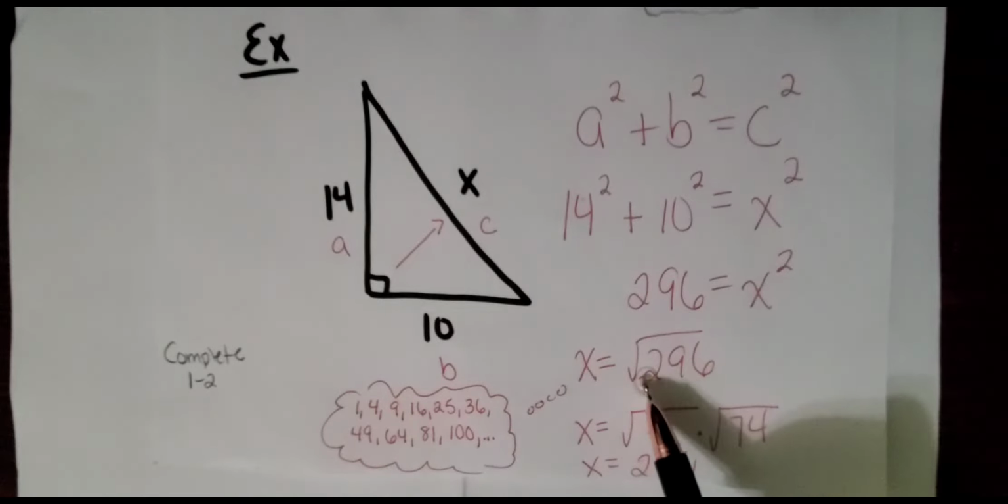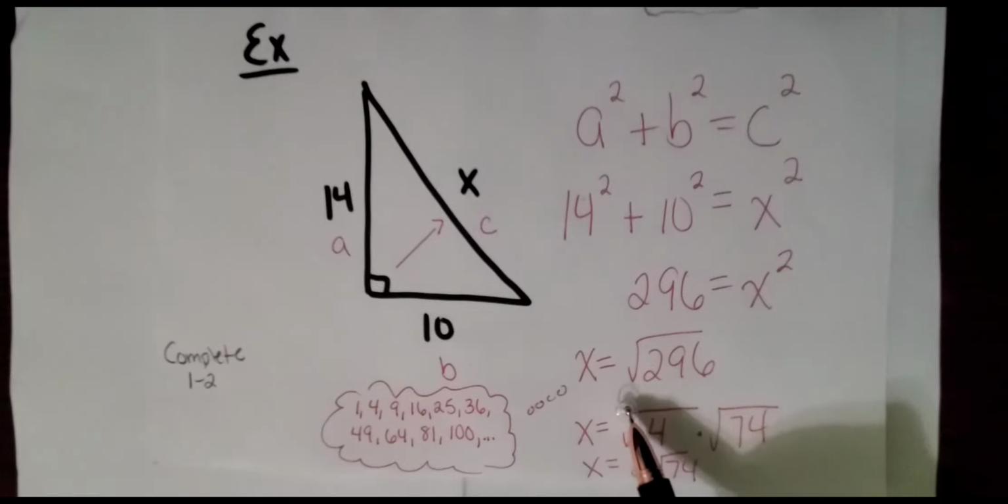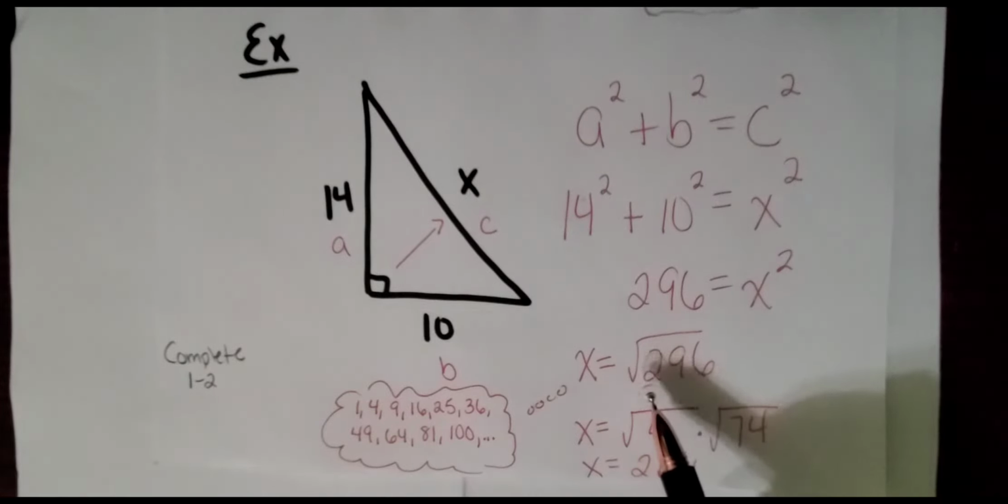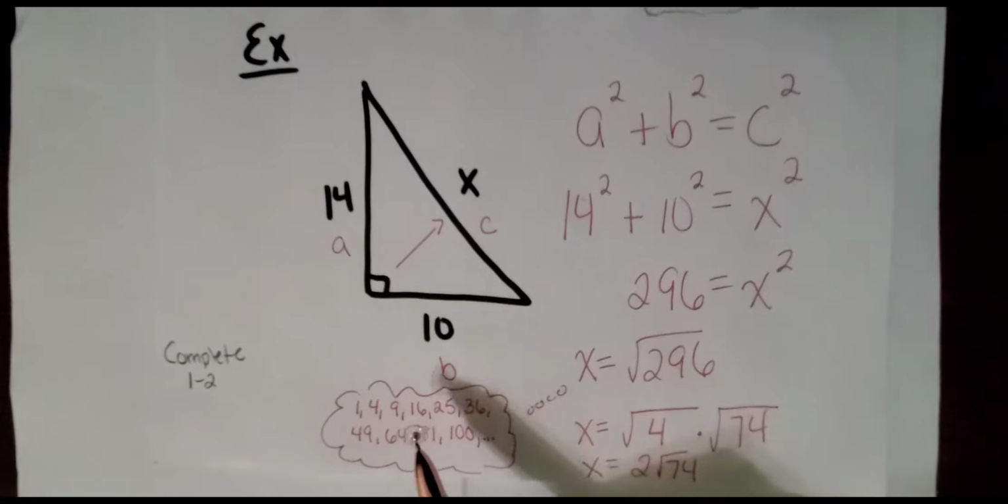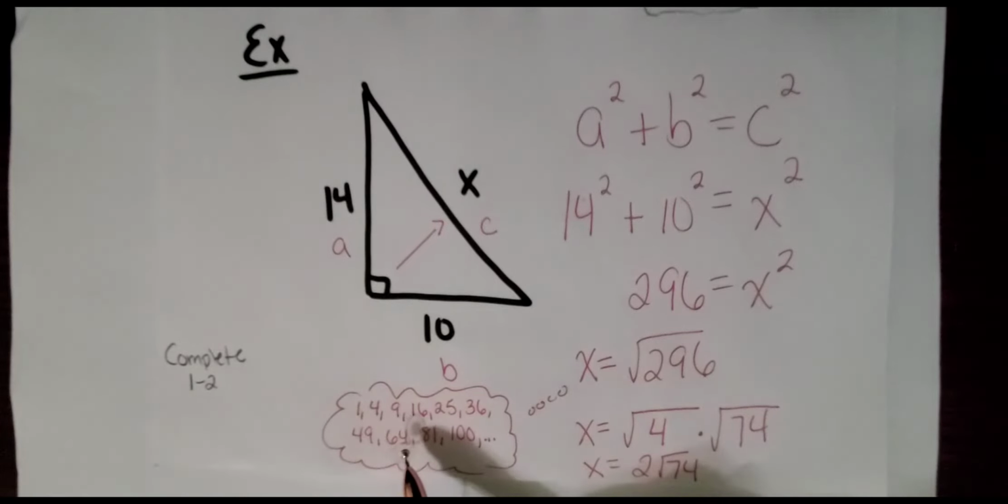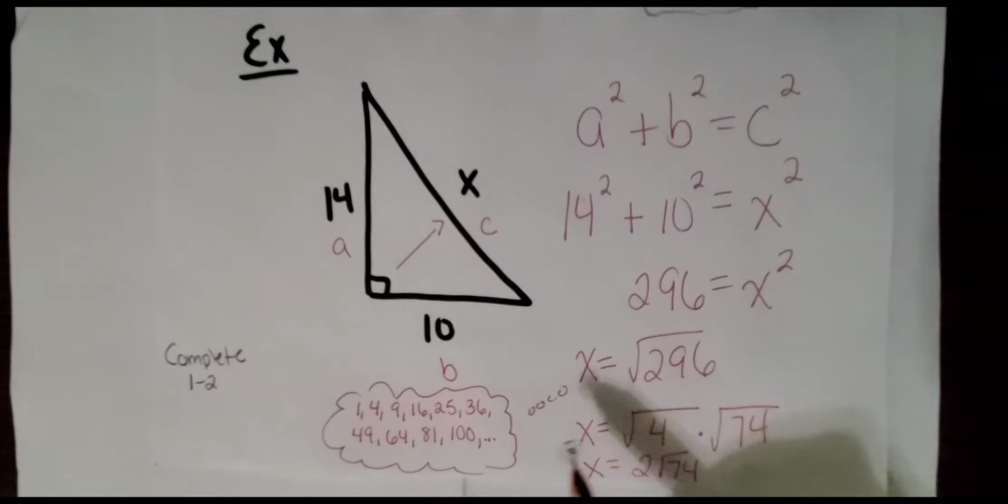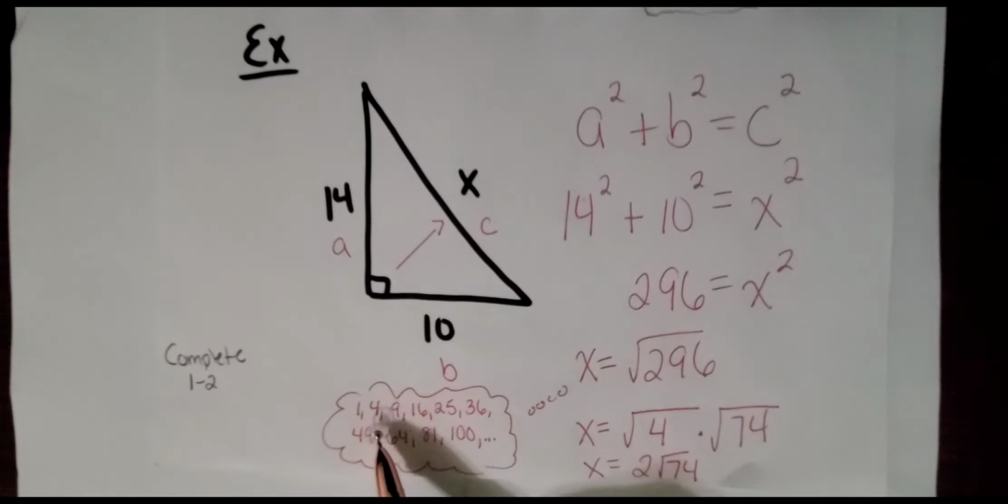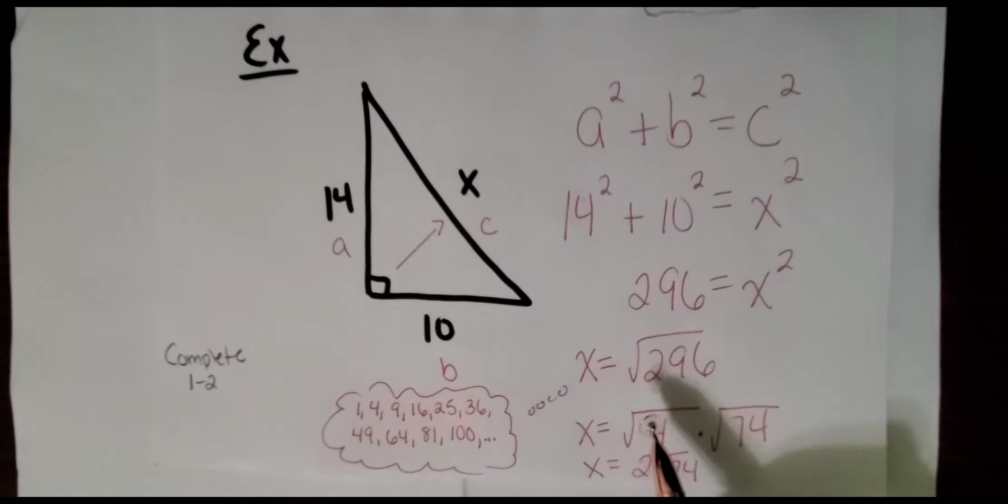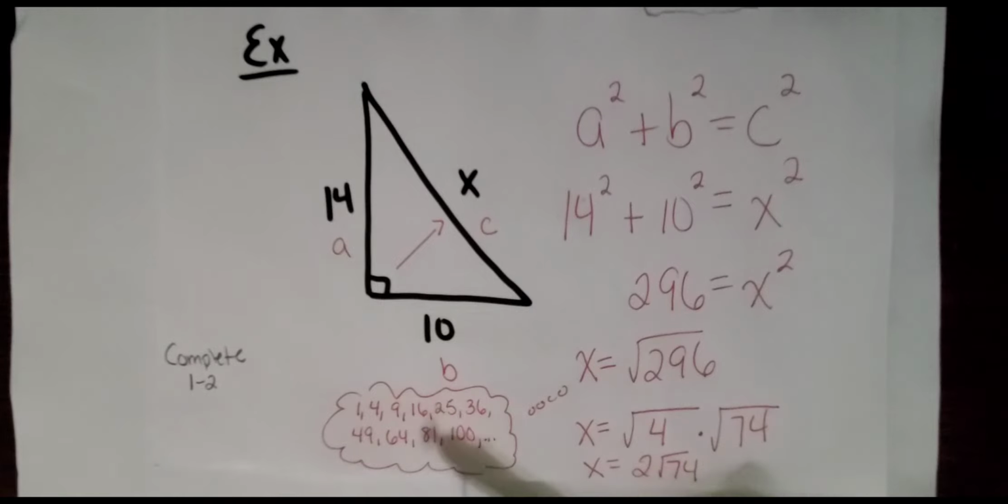We want to leave our answer in simplest radical form. So to do that, we have to go back to all of those perfect squares that we have in our memory bank and try to think of the largest perfect square number that can divide evenly into 296. And 4 is the largest perfect square that can divide into 296. 4 times 74 gives us 296.